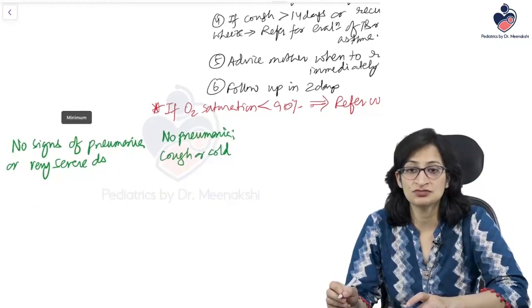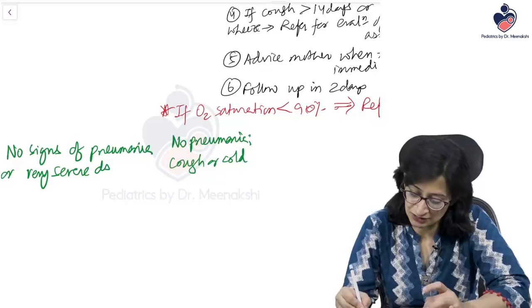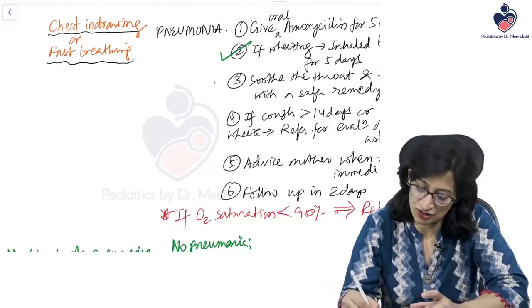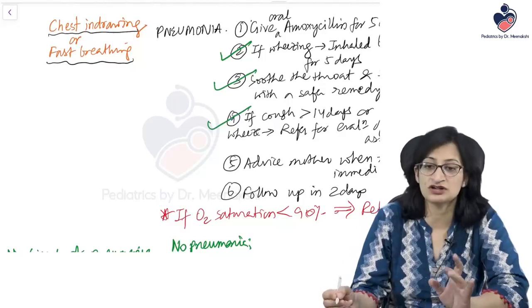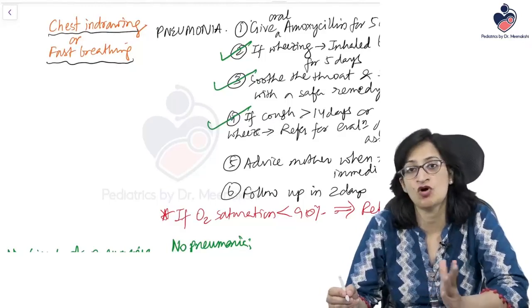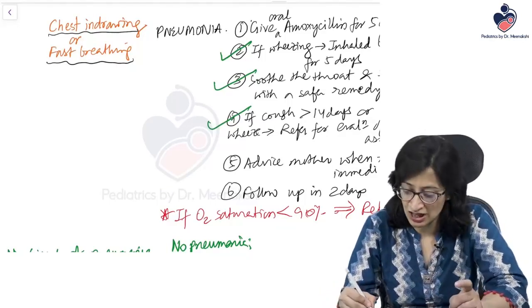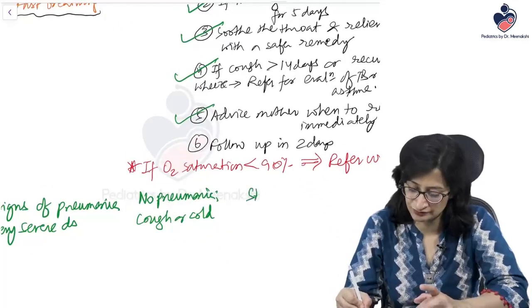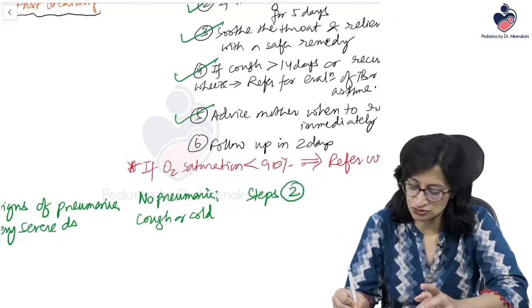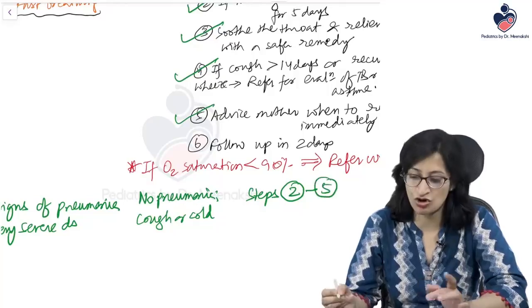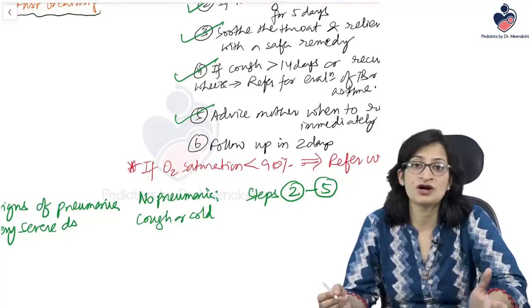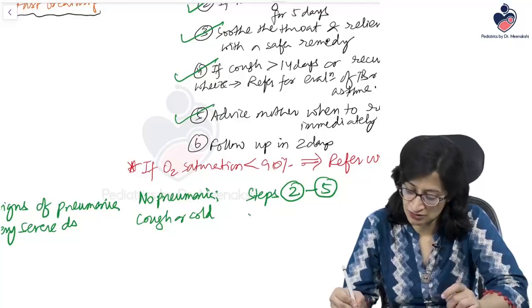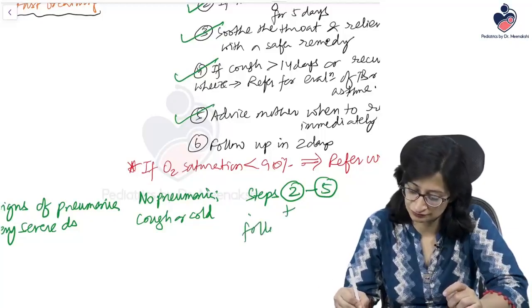So how do you treat him? For him you have to do steps 2 to 5. If wheezing is there, inhaled bronchodilators. If cough more than 14 days, refer for evaluation for TB or asthma if recurrent wheezing, and advise mother when to return immediately. Same steps 2 to 5 as we saw above, plus you advise the mother to return for follow-up in 5 days.